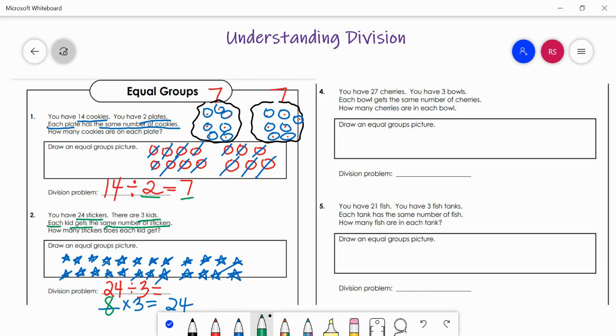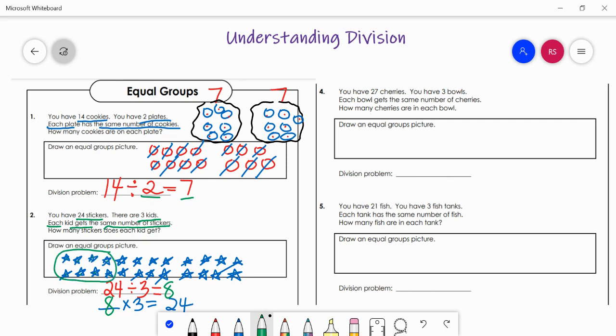So if we're thinking about the inverse operation, which inverse means opposite, so we have multiplication, the opposite would be division. So if I know that 8 times 3 equals 24, thinking of my fact families, I know that 24 divided by 3 will give me 8. So let's go ahead and let's make 3 groups of 8 in each group. So this is 1, 2, 3, 4, 5, 6, 7, 8. Here's one group of 8.